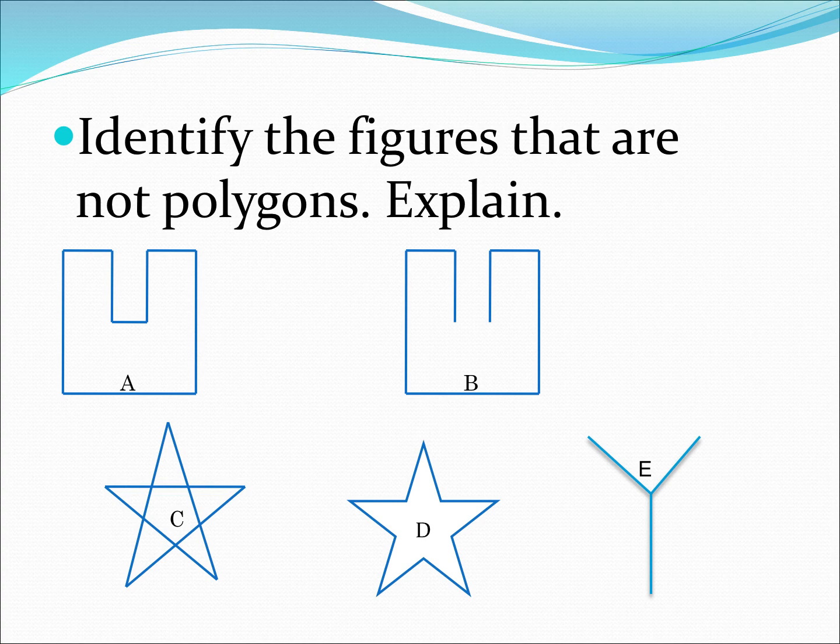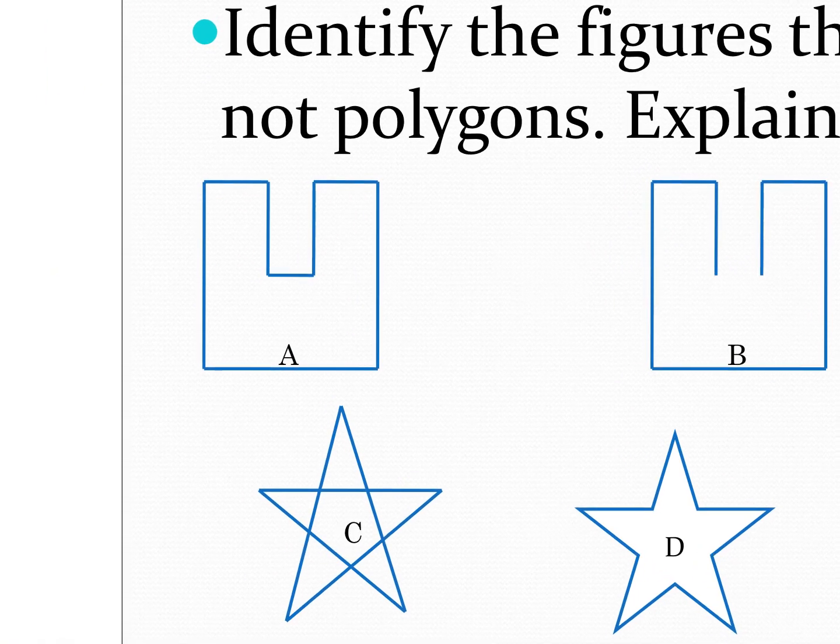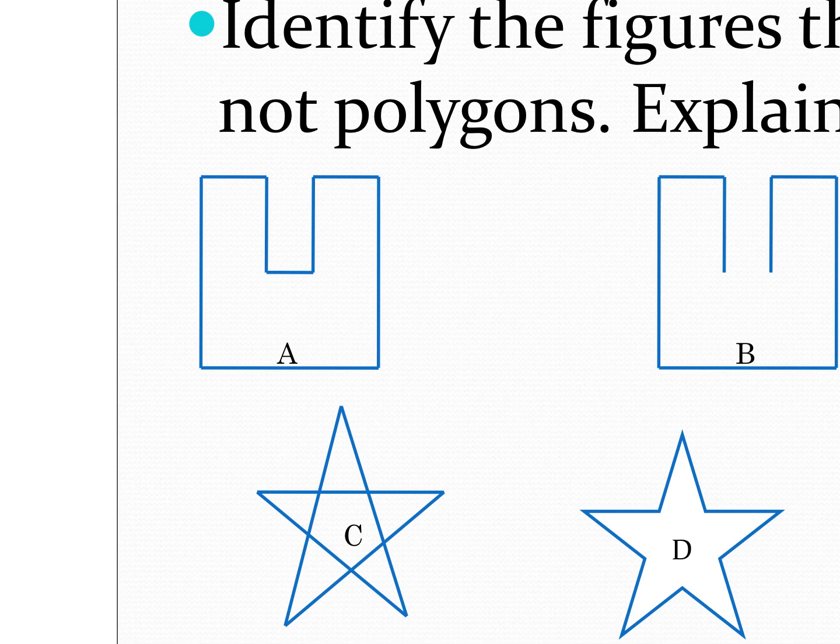Okay, so it wants us to identify the figures that are not polygons and explain. Well, the first one, this one is a closed plane figure. Notice there's no curved sides, and each side intersects exactly two sides, one at each endpoint. They don't have any extra collinear points. And then each one where these sides meet, these are all the vertices of this polygon. So yes, this is a polygon. It satisfied all three of those characteristics and it's closed.